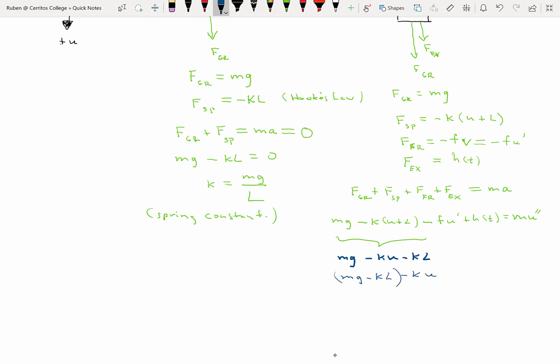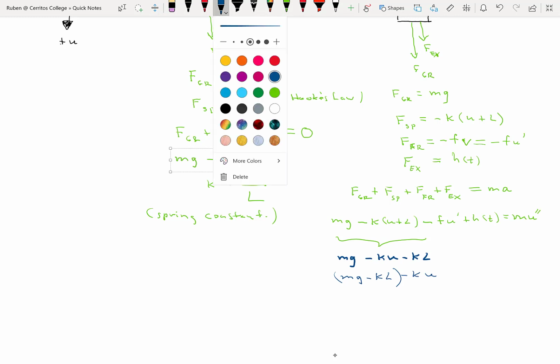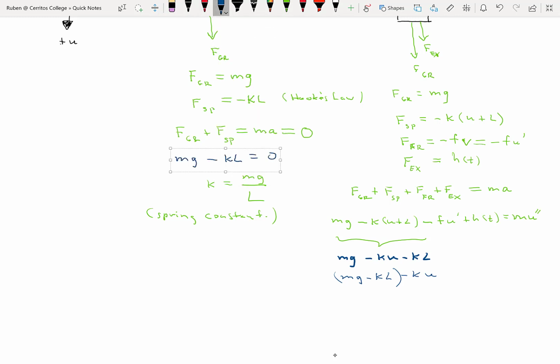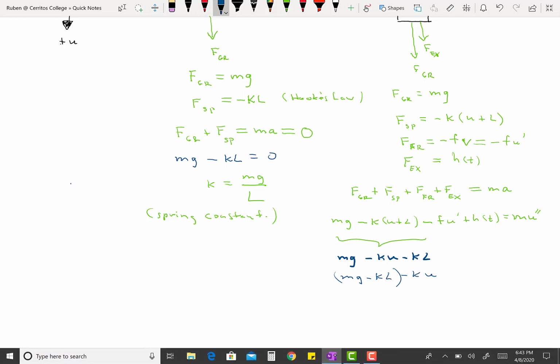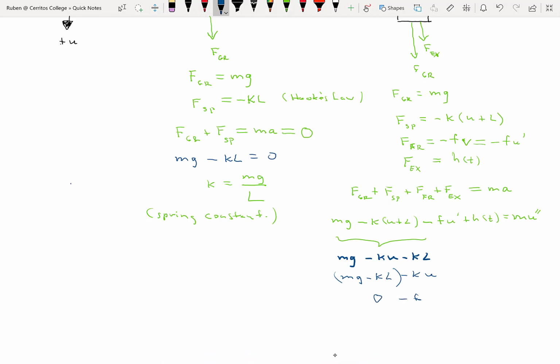And I want to group those first two terms together. Do those first two terms look familiar to you? Well, look to the left and up just a little bit. In our free body diagram for the spring in equilibrium, we have that term, mg minus kl, occurring there, and that quantity, mg minus kl, is 0. So what we get is 0 minus ku, or minus ku.